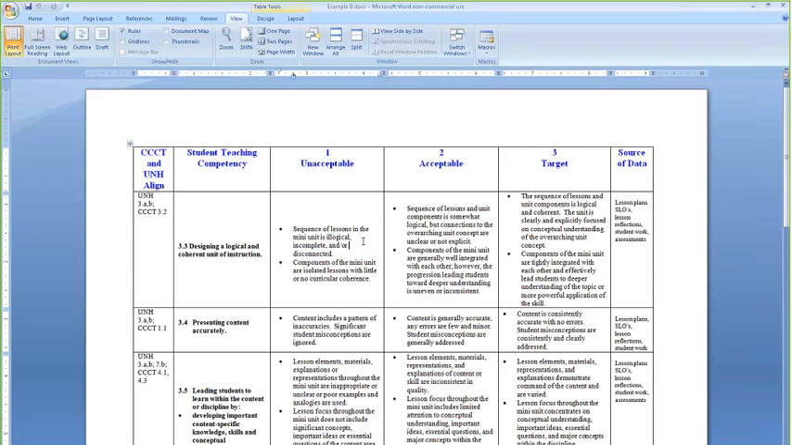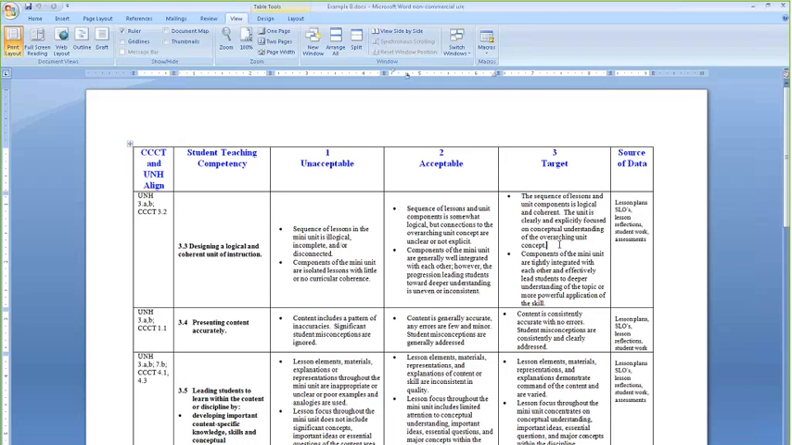So here, at the next level, I say it's somewhat logical, but connections to the overarching unit concept are unclear or not explicit. So here I could say, you did pretty good on laying this out, but there was no connection back to what the concept was that you were trying to teach. You sort of introduce those things as discrete and separate, distinct elements, not looping the students back to the whole.